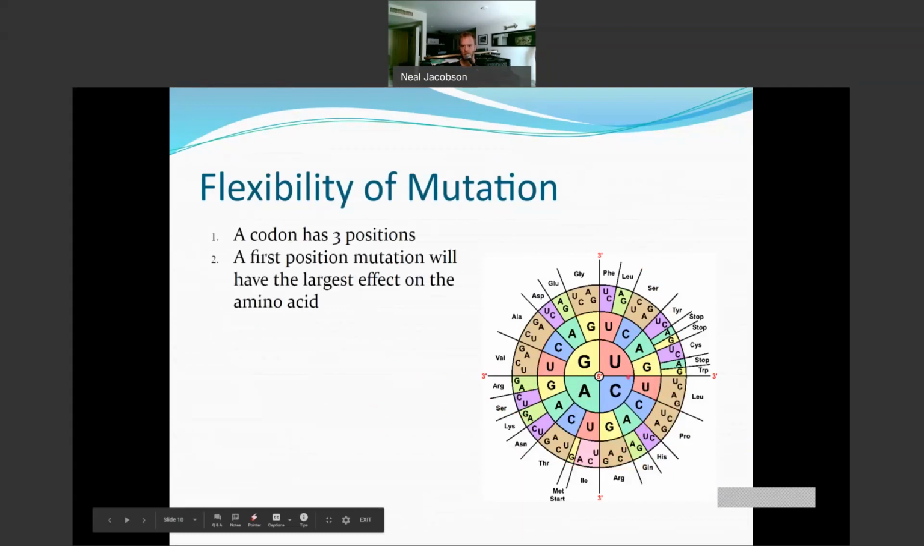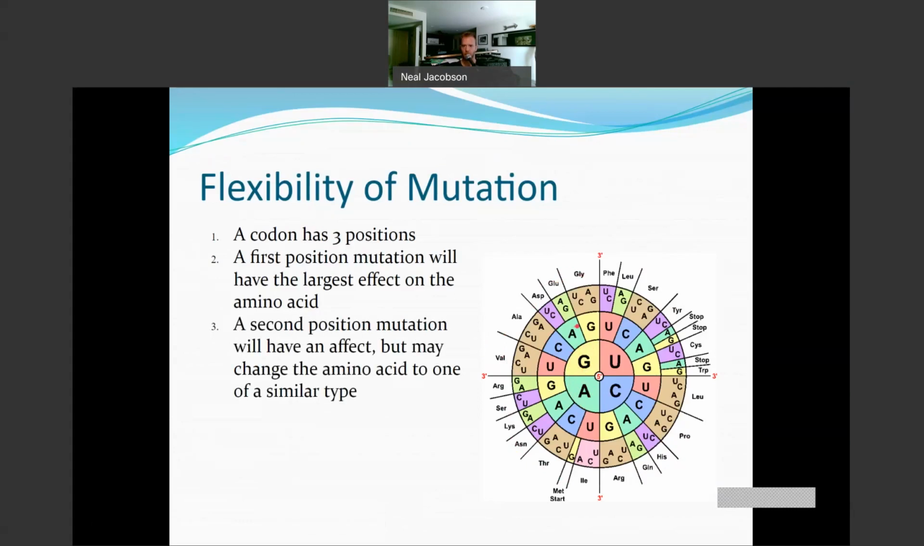So the first position is always going to have the largest change, because look, if I have a G, that means I can make any of these amino acids: valine, alanine, aspartic acid, glutamine, and glycine. I can make any of those amino acids with a G in the first position. But if I have a mutation that changes a G in the first position to, let's say, an A, I can no longer make any of those amino acids. I can only make the ones downstream from A. So the mutation that has the largest effect, at least a point mutation, is going to be in that first position.